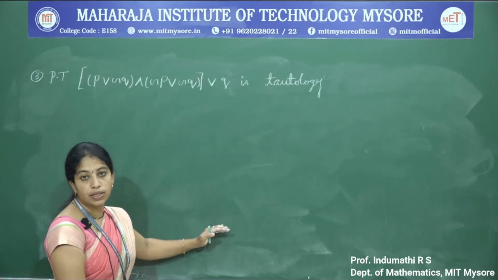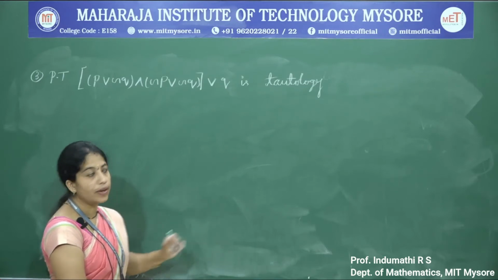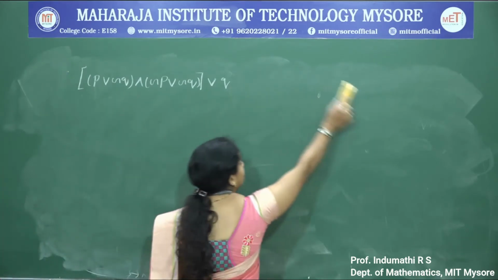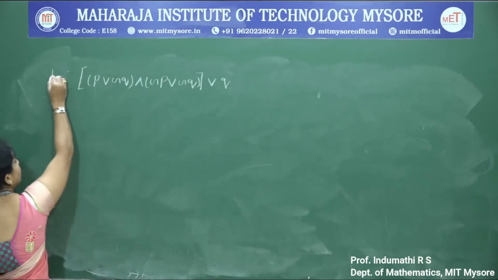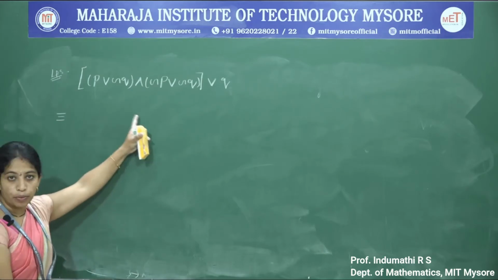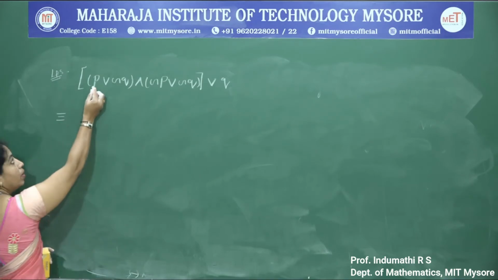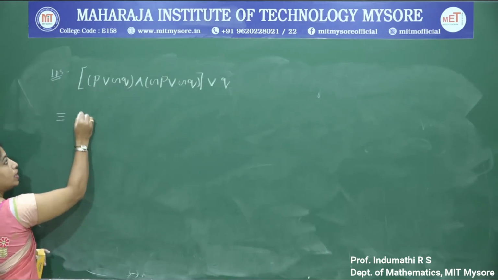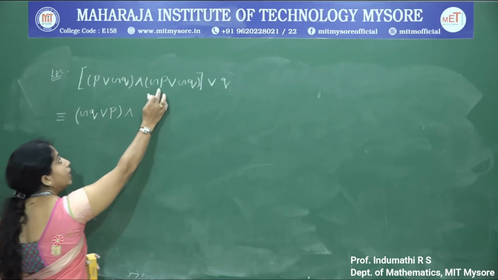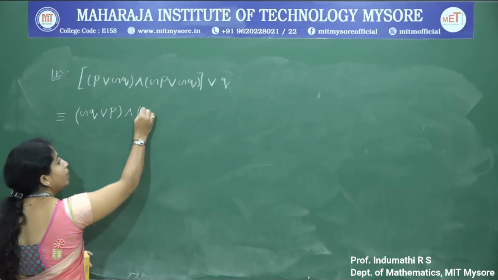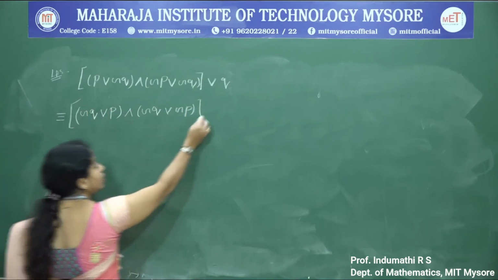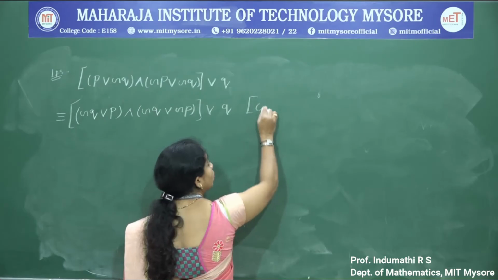Tautology means at last we are supposed to get T naught. T naught means the truth value 1. Now, first what we have to do? Consider the LHS part. Consider the given compound proposition. This is logically equivalent to P disjunction negation Q is logically equivalent to negation Q disjunction P. Again, the conjunction of negation P disjunction negation Q can be written as negation Q disjunction negation P. Now, which law have we applied here? We have applied law of commutative.